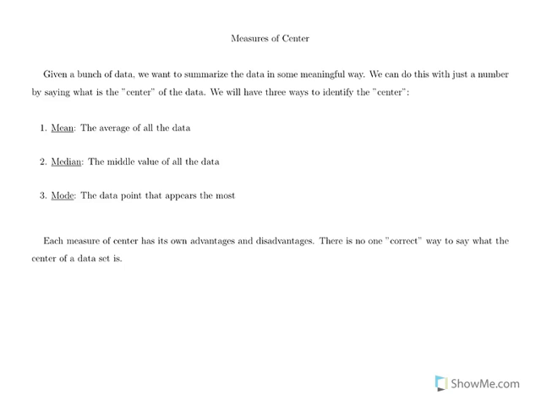And again, we're going to have three different ways to show it. So the mean, which we often think of as the center, a more common way of thinking about it, is the average of all of the data. The median is the middle value of all the data. And the mode is the data point that's going to appear the most in our data set.